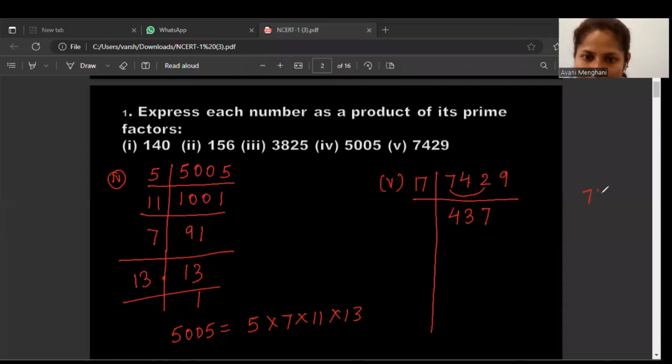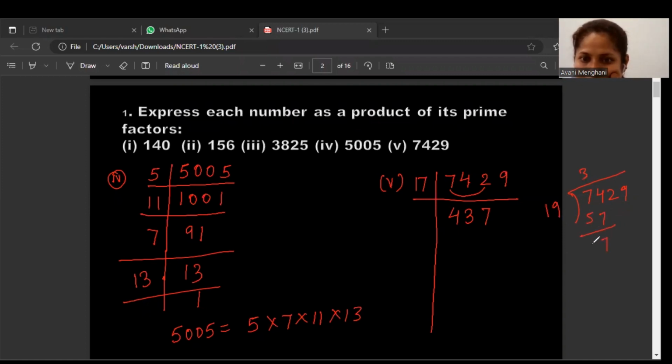I'm checking all the prime numbers because see, after 17 I have 18. 18 is an even number. Then yes, we have 19. We should check by 19 also. All the prime numbers we'll consider. 19 times 2 is 38. 38, 76. No, 19 times 3 is 57.